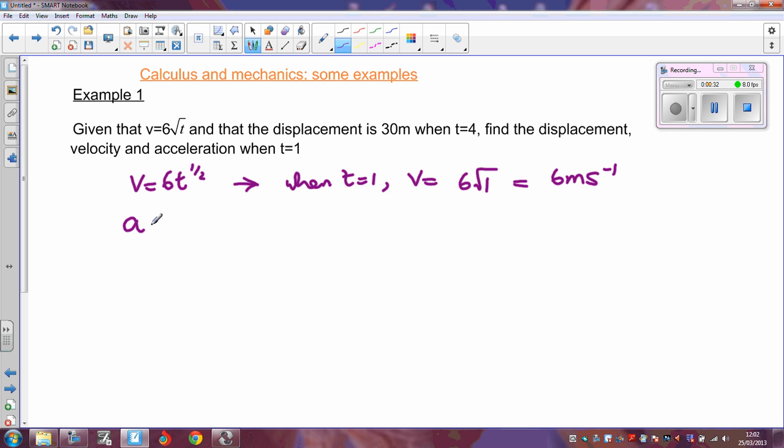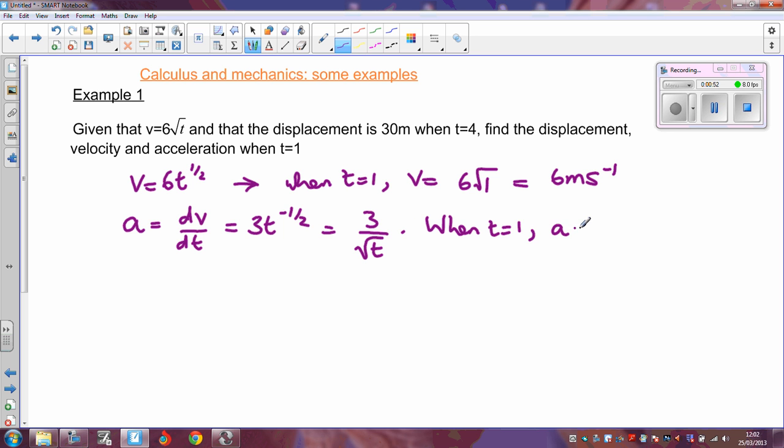Now the acceleration, to find that, the acceleration is dv by dt. And in order to differentiate that, we do half times 6, which is 3t to the minus a half, which is the same as 3 over the square root of t. So that means that when t is equal to 1, the acceleration is going to be 3 over the square root of 1, which is 3 over 1. So the acceleration is going to be 3 meters per second.